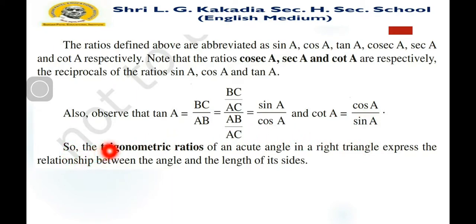So the trigonometric ratios of an acute angle in a right triangle express the relationship between the angle and the length of the sides. Using this, we can easily solve such problems that we discussed in the start.